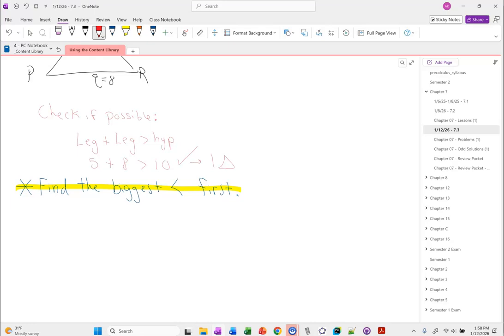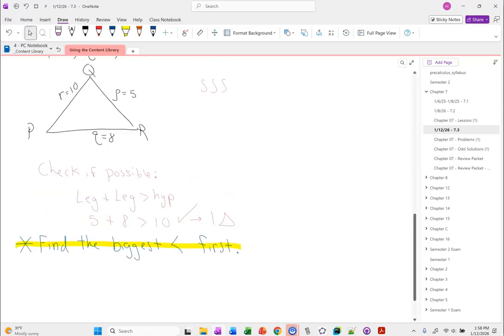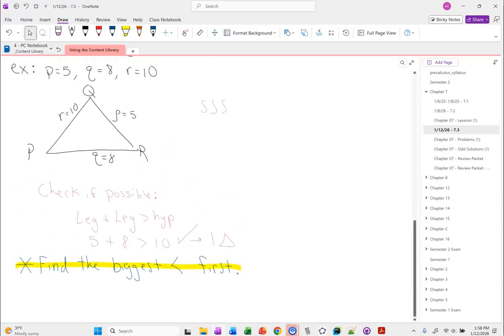So the order for the SSS, instead of starting with the smallest angle first, we want to find the biggest angle first. So which angle is going to be the biggest angle? R. How did you know that? I guess side R is the biggest side.